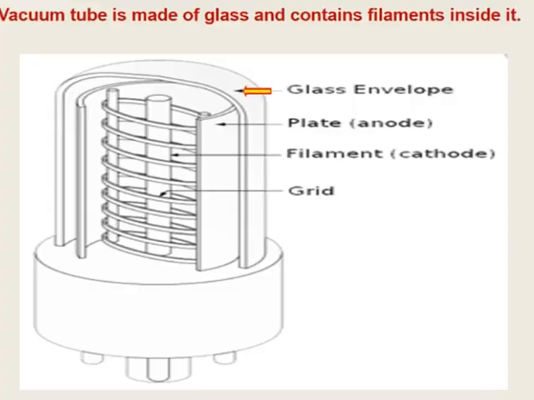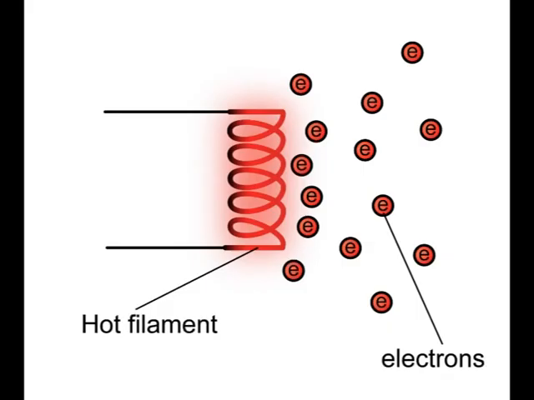A vacuum tube is made up of glass and contains filaments inside it. When the filaments are heated, vacuum tubes generate electrons, which helps to increase and decrease the electronic signals.